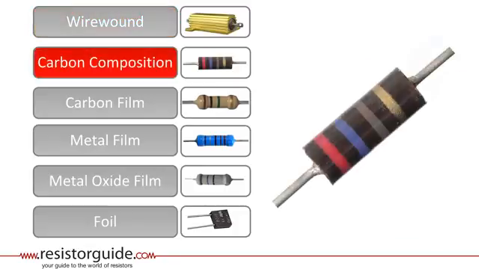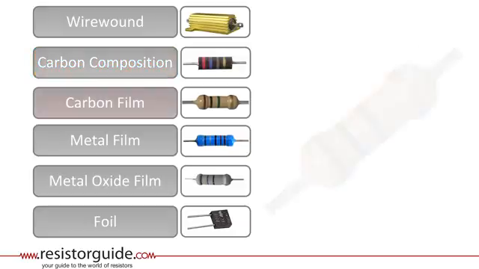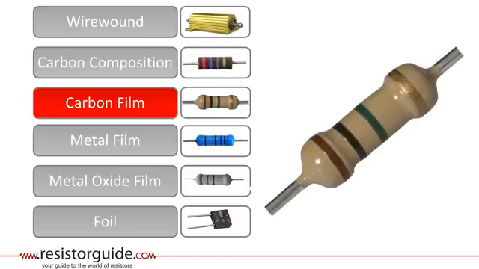Carbon composition resistors are constructed with a mixture of a non-conducting ceramic and fine carbon particles. They are also very old and used to be the most common resistor type a few decades ago. Although their properties are inferior to other types, regarding for example tolerance, they are still in demand for certain applications. For example, they have the ability to withstand high energy pulses. Carbon film resistors are widely used today. They are made out of a non-conducting core with a thin carbon film around it.